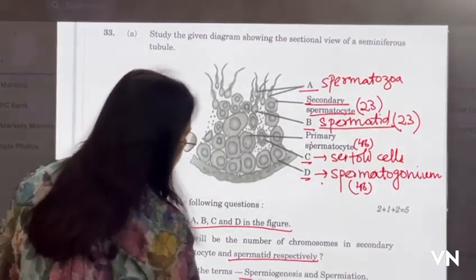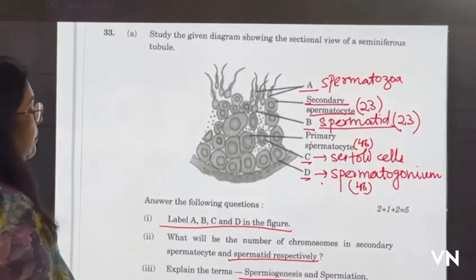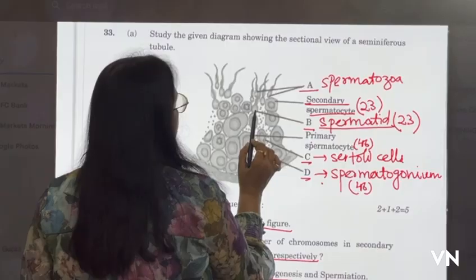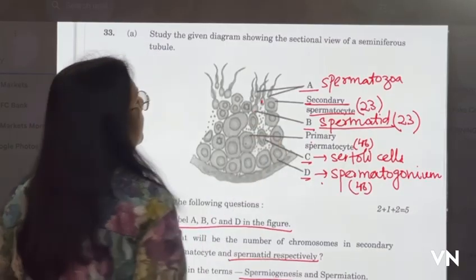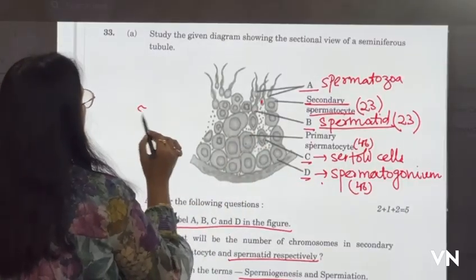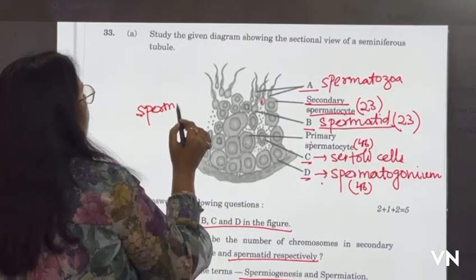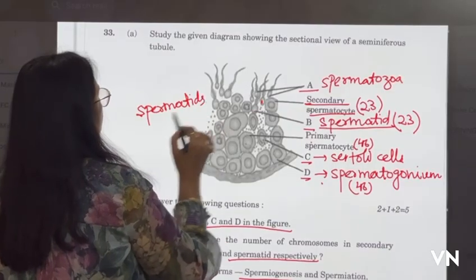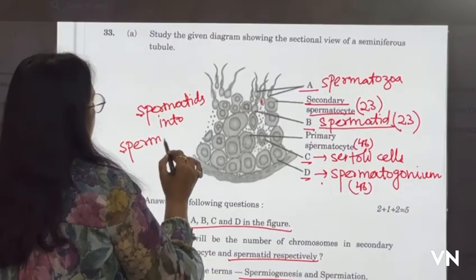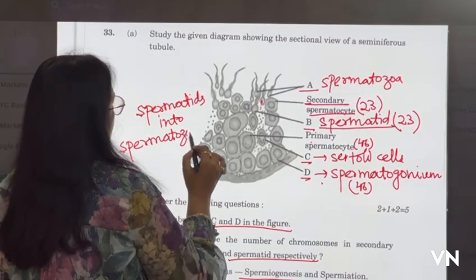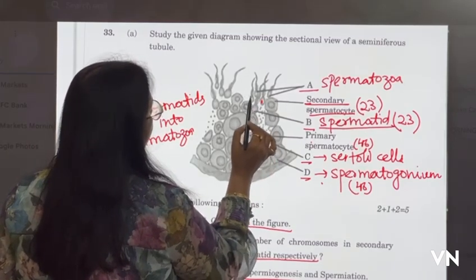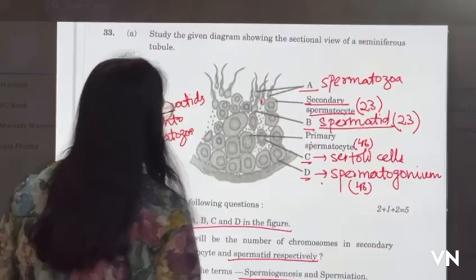Explain the terms spermiogenesis and spermiation. Spermiogenesis means the transformation of these spermatids into spermatozoa. So this way you can say these are the spermatids, but these free structures are called spermatozoa.